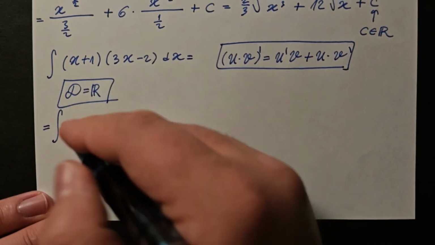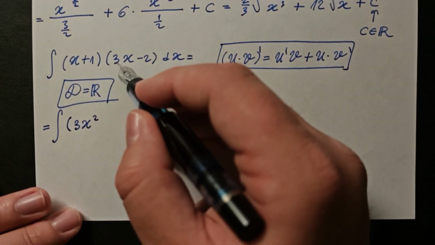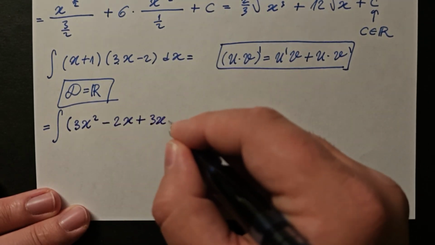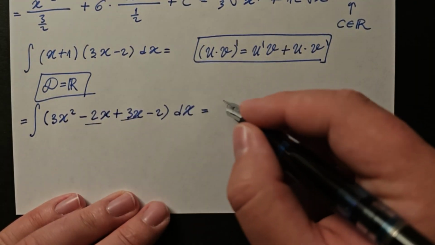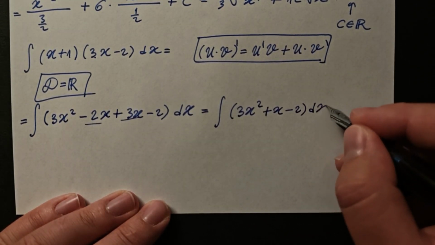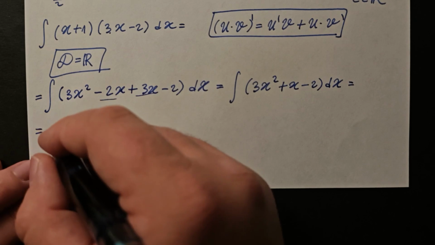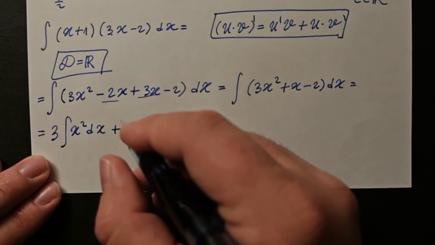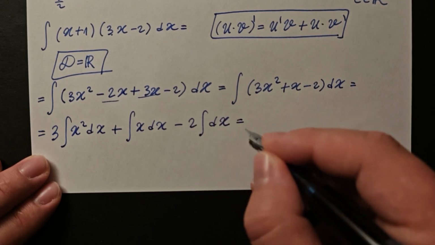So when we multiply these two brackets, we get 3x squared, x multiplied by 3x, minus 2x, plus 3x minus 2 dx. Now we see minus 2x plus 3x gives us just x. We are going to rewrite everything else, and now we can use that famous linearity of an integral operator. So this is the integral of 3x squared dx plus the integral of x dx minus 2 times the integral of dx.